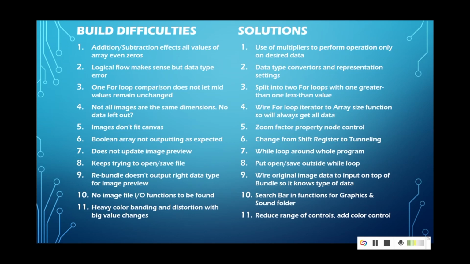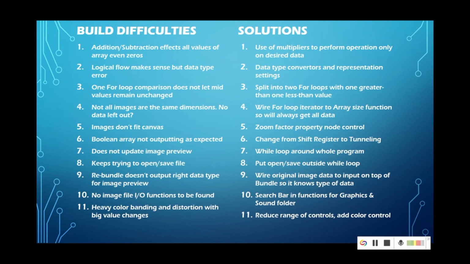Let's see, the images didn't fit to the canvas. So what I had to do is there was a property node for the image display, which I ended up finding did that function relatively well, and it zoomed the image in or out in order to fit to the canvas.